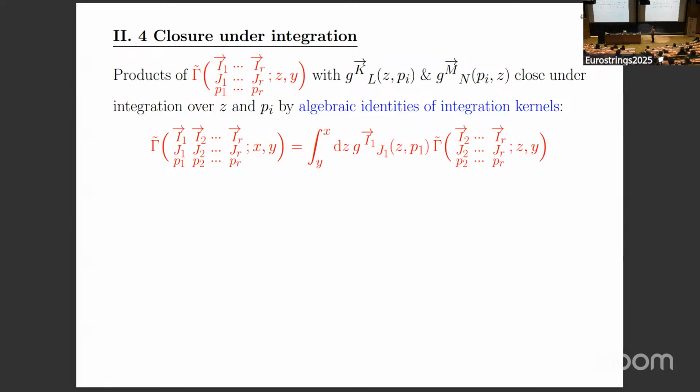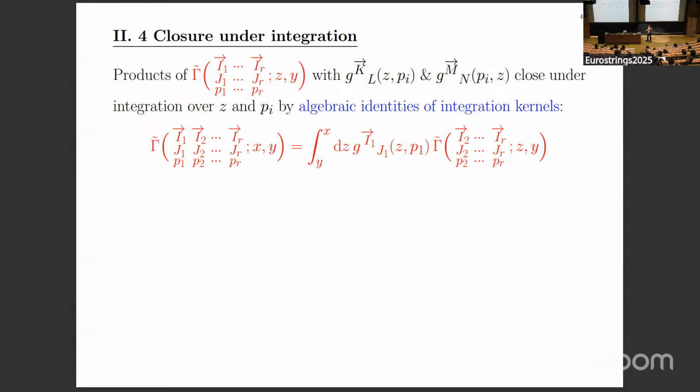Good. Then in the leftover time, I will talk a little bit about the closure under integration. This was the selling point I made at the beginning. Why polylogs? Their raison d'etre is that they should give us a function space that closes under integration over points. And I want to at least indicate why these F and G kernels do the job. So here's again the recursive definition of higher genus polylogs in the meromorphic formulation. It's pretty obvious that they close under integration over z if you only look at products of such a gamma twiddle and a G.